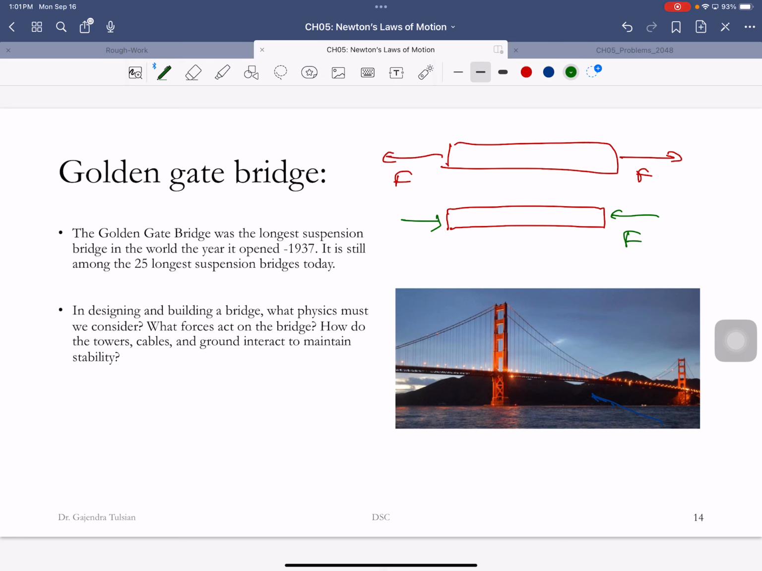Okay. Which situation do you think will break the concrete structure first? The top one? Yeah, so this will break first. You can apply a force almost 10 times greater. So for concrete, it's stronger under compressive stresses. So this is the idea you're going to use in building your structures. Okay, so let me show you what I mean by that.